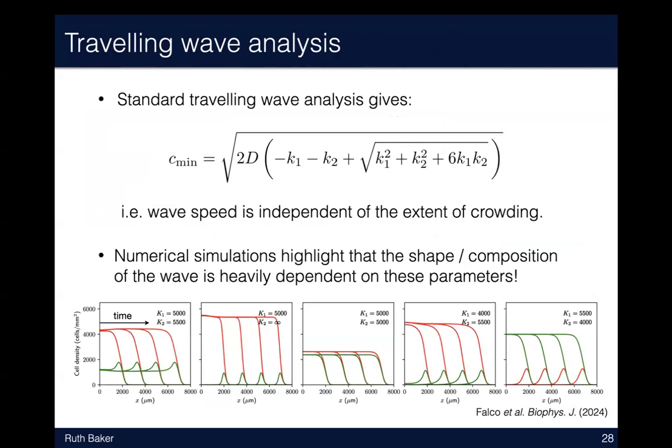And actually, one of the things that, in essence, we should predict is that when we linearize at the wavefront, we're doing that in the low density regime. That means that those crowding parameters are not relevant. They drop out of the analysis. So the wave speed is only predicted to depend on those rate parameters, lowercase k1 and k2.